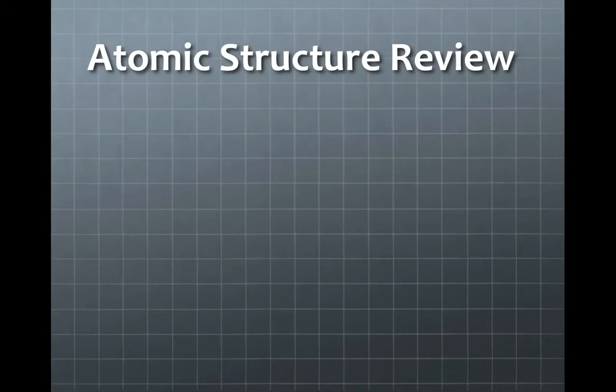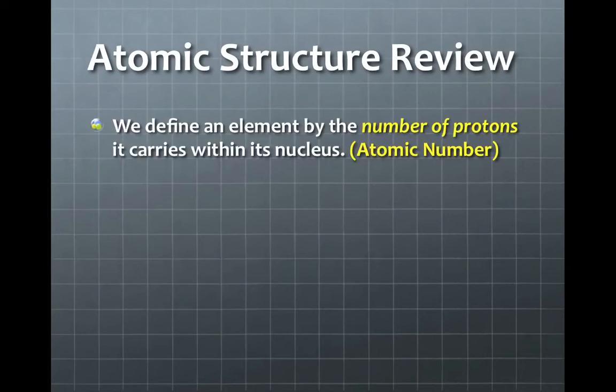Before we do that, we have to talk a little bit about reviewing some stuff from atomic structure, the unit that we did back in early October. Remember that when we say an element is a certain element, it's because of the number of protons it carries in the nucleus, and we call that the atomic number. If you look at an atom and it has 10 protons, that makes it neon instantly. I don't care what it looks like. If it has 10 protons, it's neon. That's how we define elements, based on the number of protons.